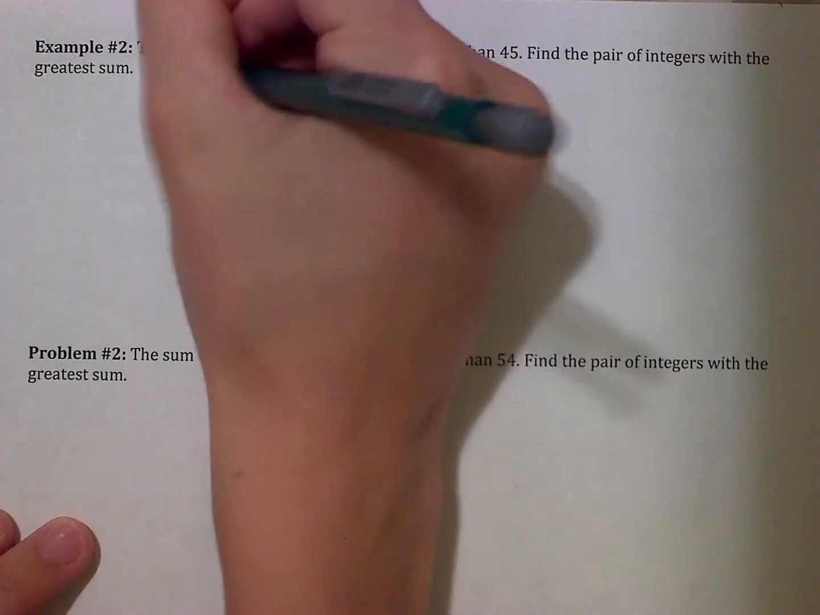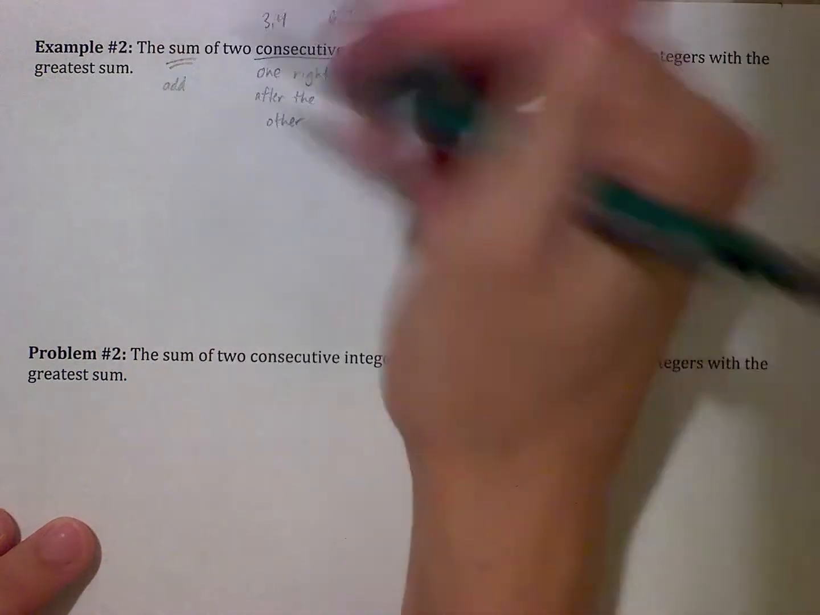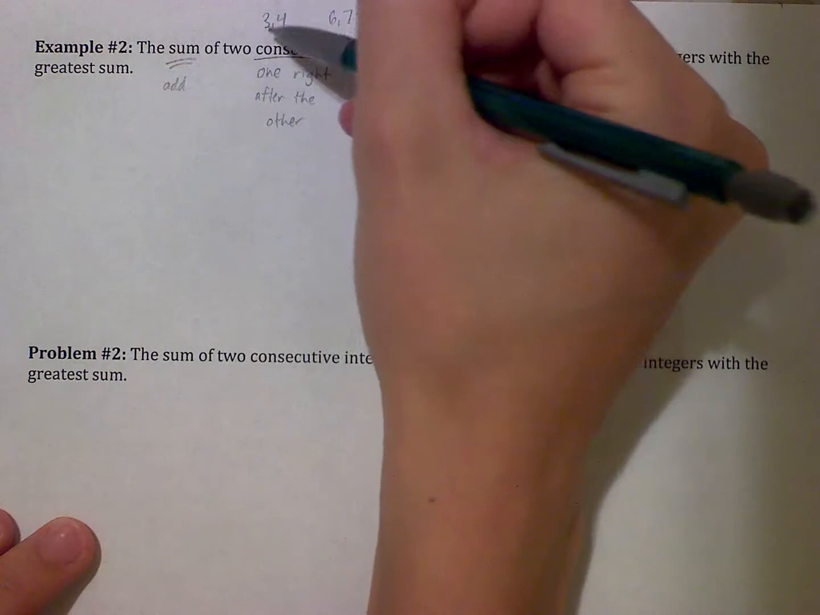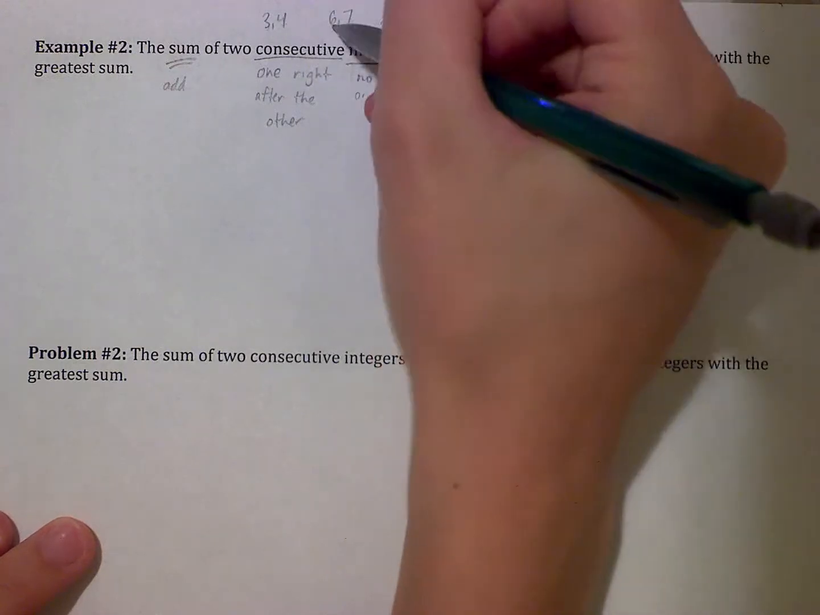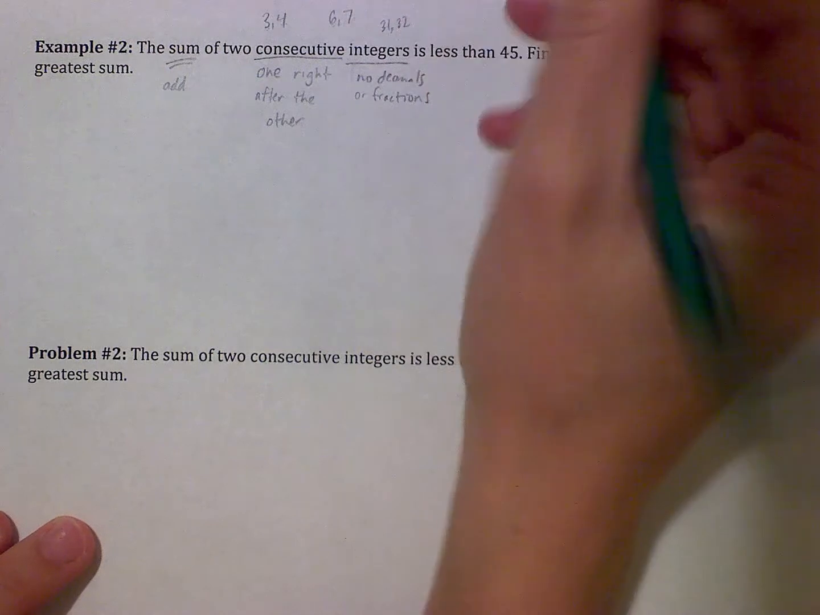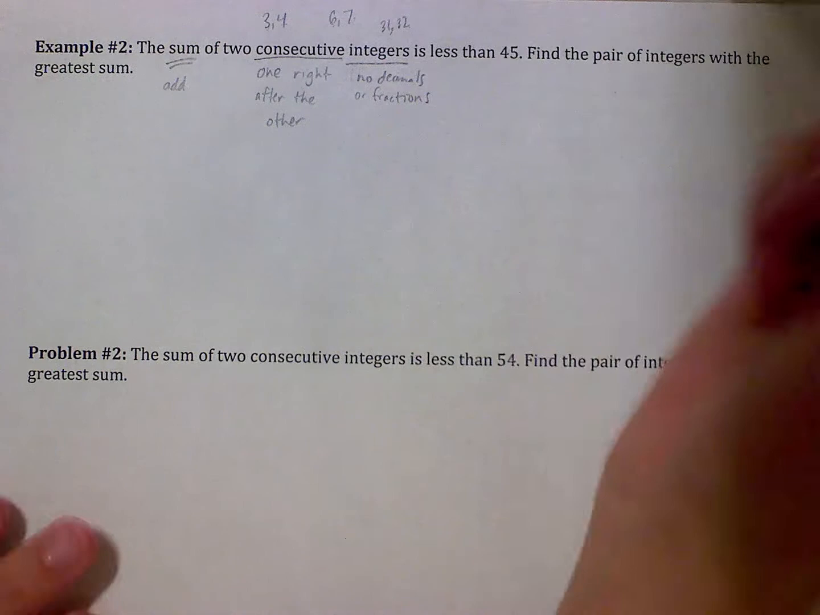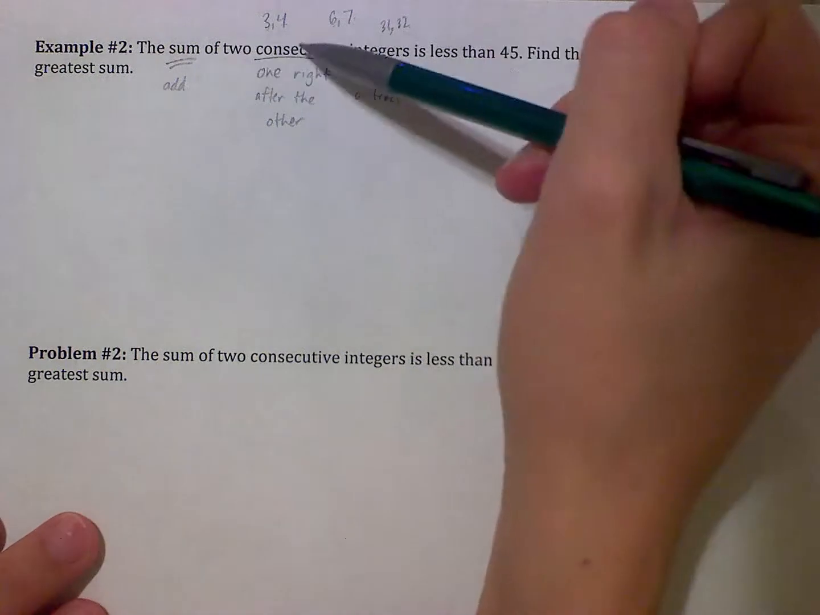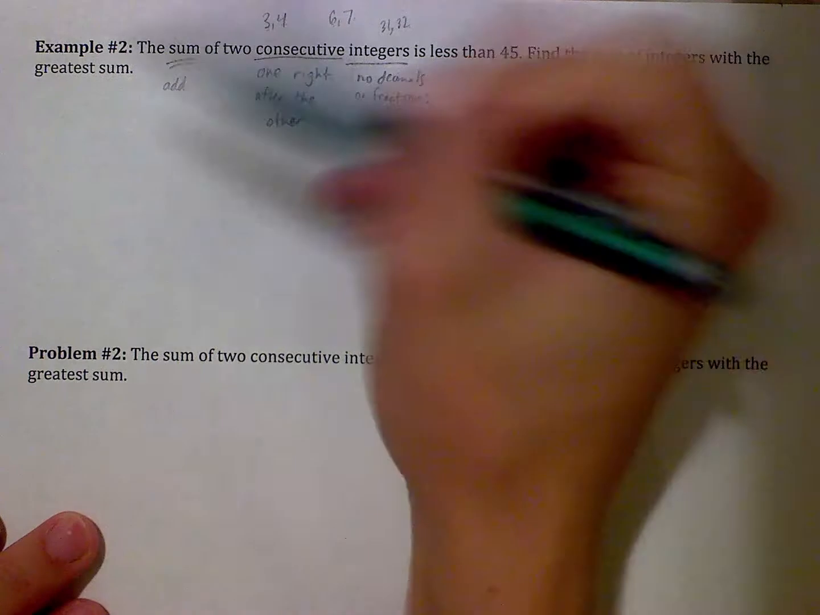And then sum means add. This means when I add two numbers together. So when I add two consecutive integers together, like here it would be 3 plus 4, that would be 7. This would be 6 plus 7, that would be 13. This would be 31 plus 32, that would be 63. Okay? So this is saying the sum of two consecutive integers is less than 45. Find the pair of integers with the greatest sum.